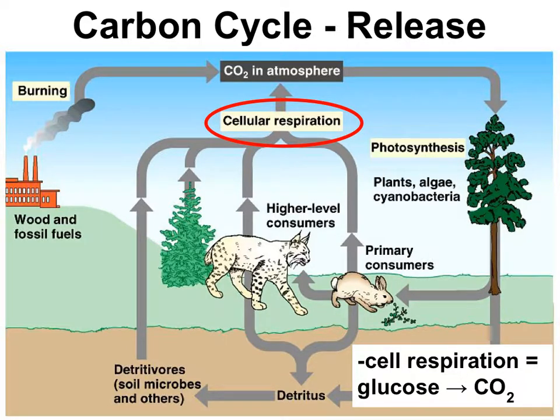Release of carbon back into the atmosphere happens in three different ways. First, all living things do cellular respiration, converting the energy in glucose to energy in ATP. Cellular respiration has a product of carbon dioxide. So, you can see decomposers, plants, and consumers doing cellular respiration. And the carbon dioxide is released by all living things back into the atmosphere.